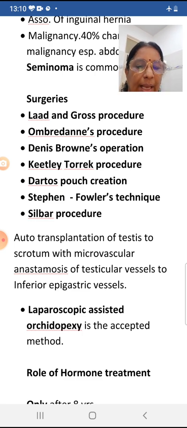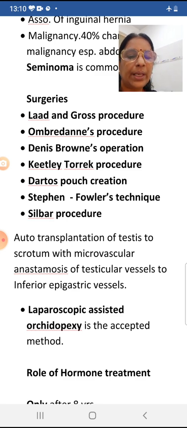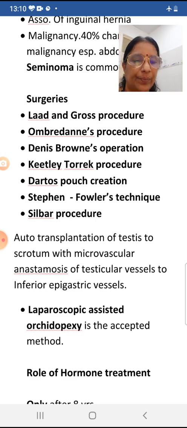Then laparoscopic assisted orchidopexy, that is the accepted method that I have already told you. While doing a diagnostic laparoscopy itself you can plan for the laparoscopic surgery.